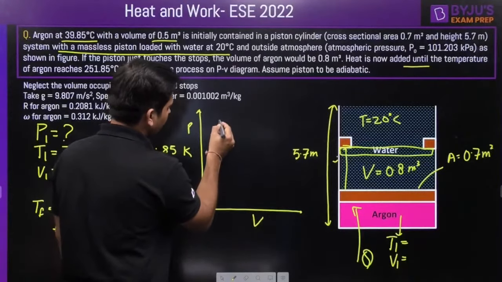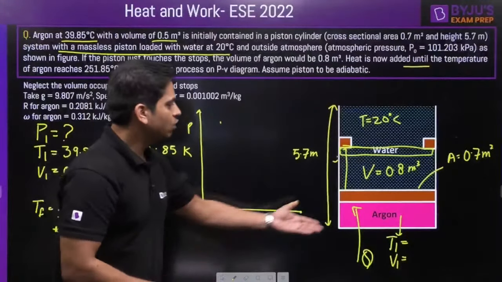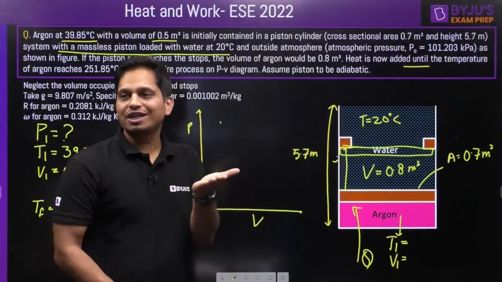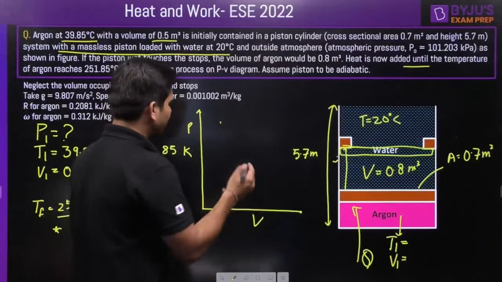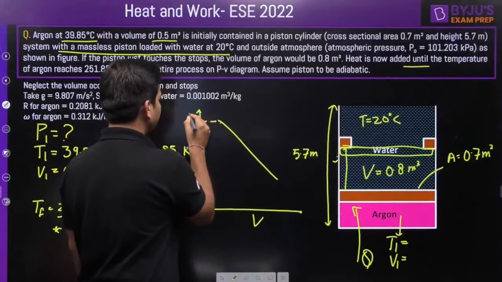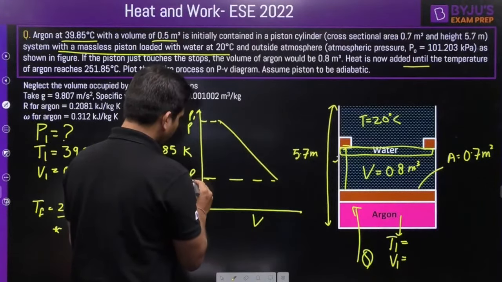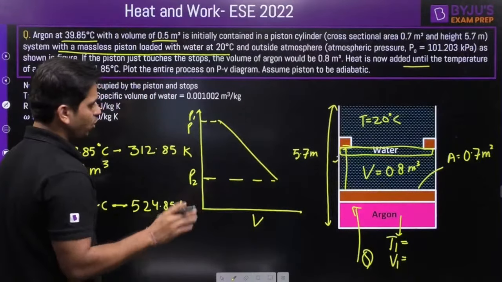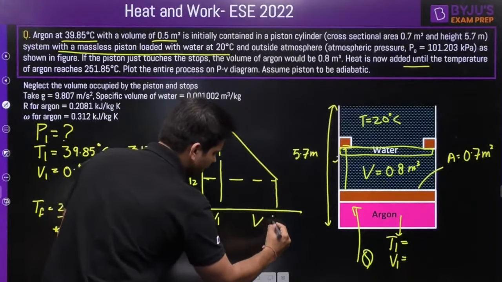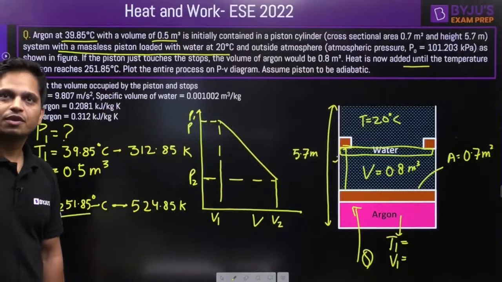And slowly, how is the piston moving up? Slowly it is going up and the water is falling. Okay, it is going up very slowly. So it's a linear relationship between pressure and volume. P1 is here, P2 is here, V1 is here and V2 is here. Okay, this is my PV diagram.